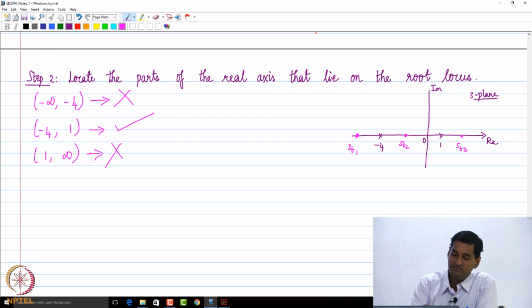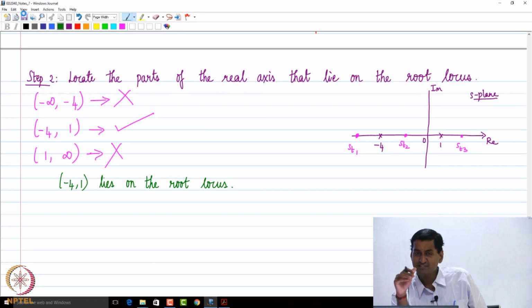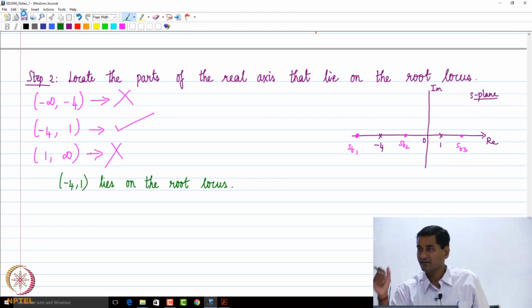So, this consequently tells me that the only portion which lies on the root locus is the region between minus 4 to plus 1 on the real axis, okay. Of course, we are going to do more steps, but as far as the real axis is concerned, for this example minus 4 to 1 is the only portion that lies on the locus. How do we generalize it from this example? That is what this document is about.